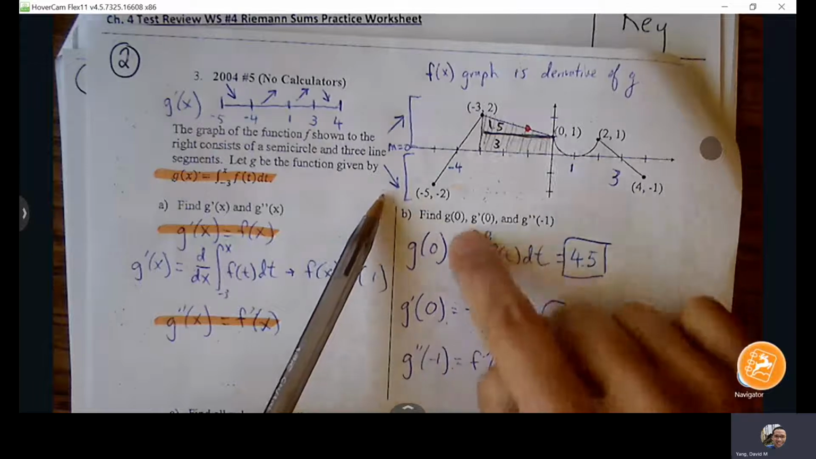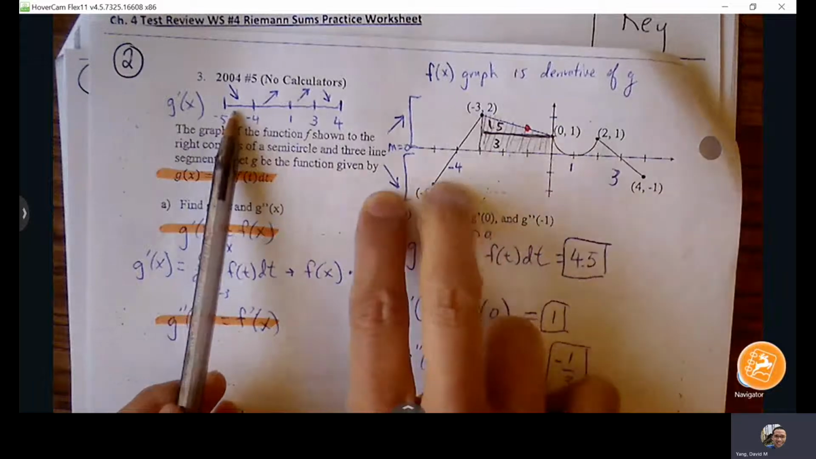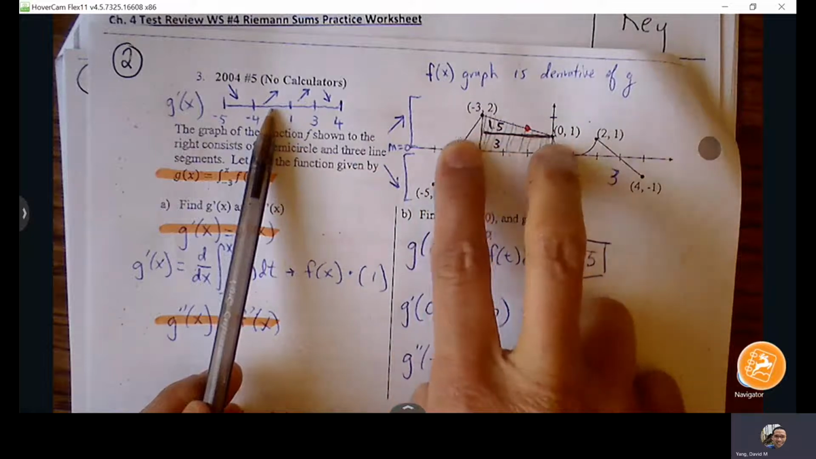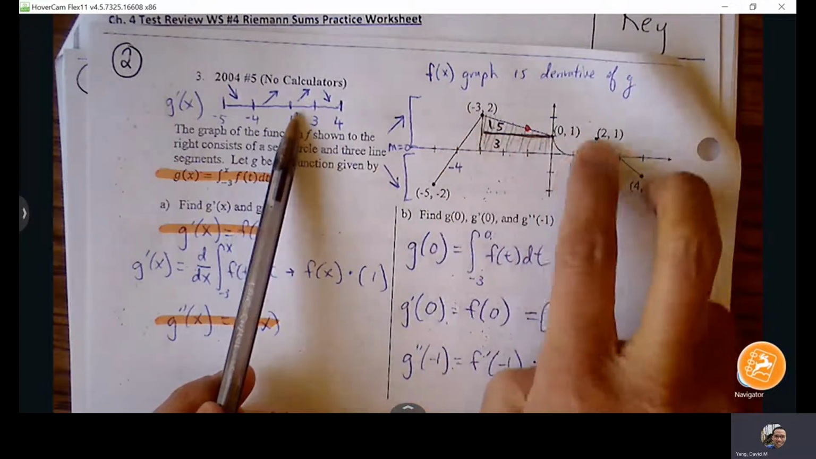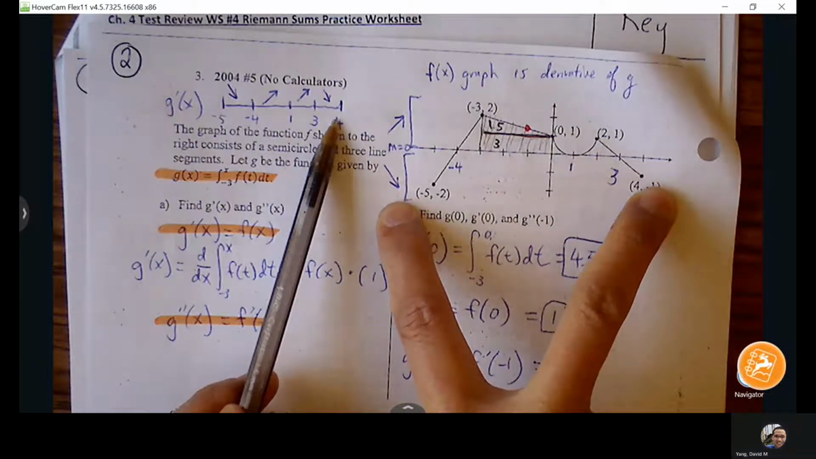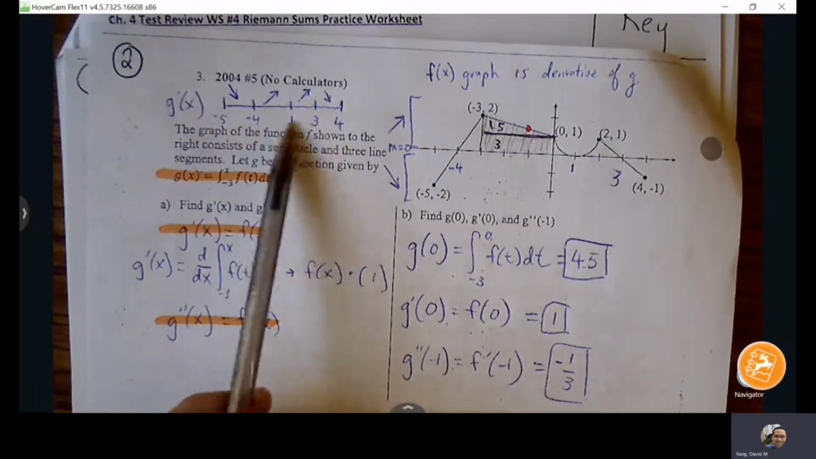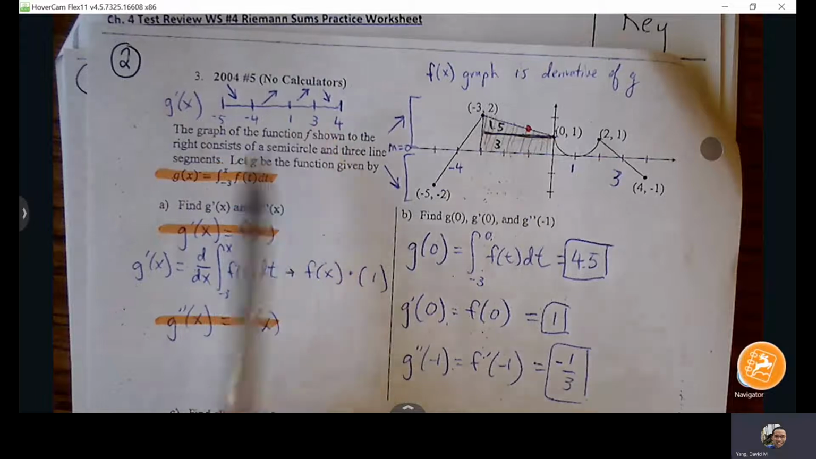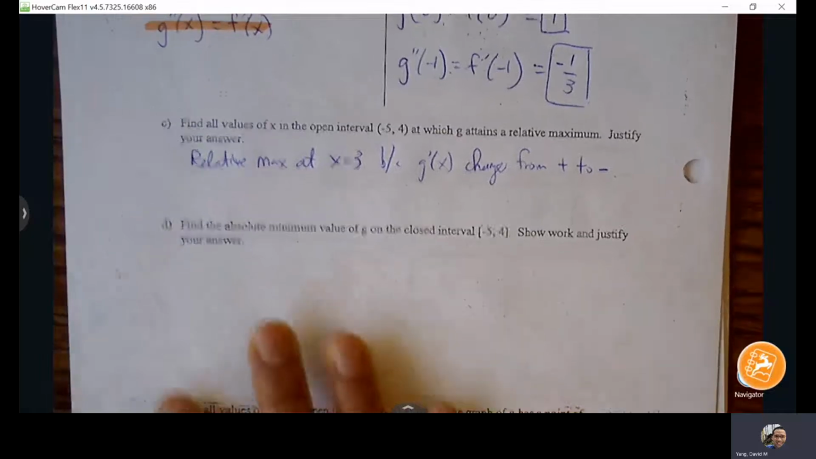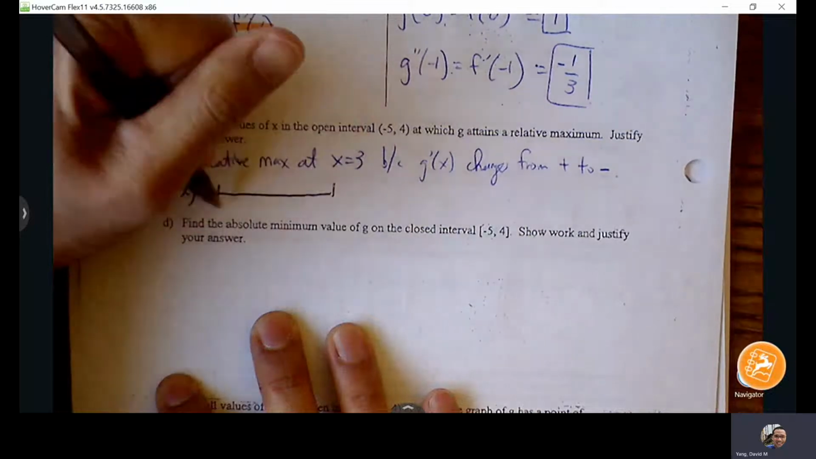Don't look at whether it's rising or falling. That's concavity, okay? So we see that the first region here between -5 and -4 is below the x-axis, therefore decreasing. Between -4 and 1, above the x-axis, therefore increasing. From 1 to 3, above the x-axis, increasing. Between 3 and 4, below the x-axis, decreasing. So if we look at this sign line, we know that there must be a relative max where? At 3, because G prime changes from positive to negative. Okay. So I'm just going to put that sign line down here because we're going to reference it for the next part.